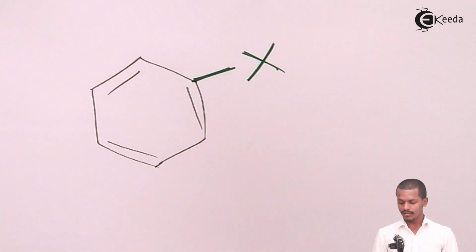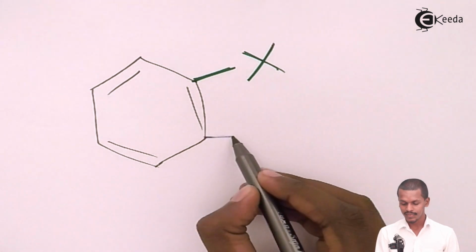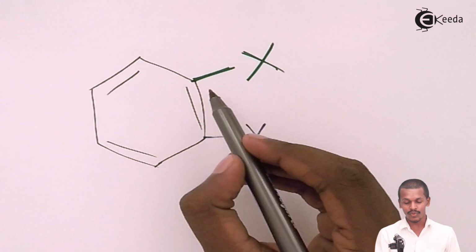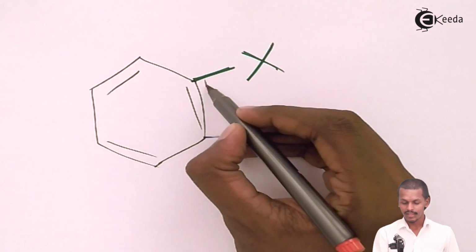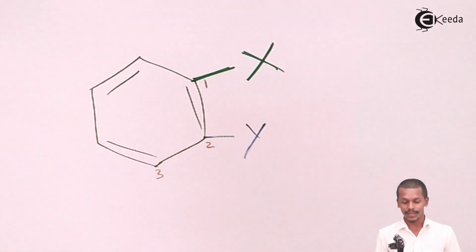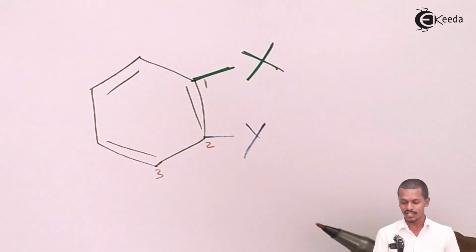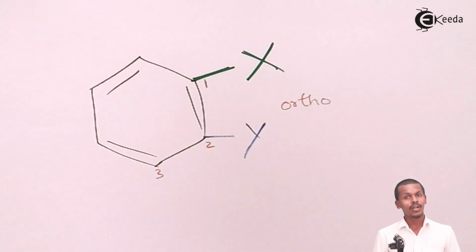Suppose this monosubstituted benzene undergoes another substitution reaction, and the other group is named Y. If that group Y is attached to the adjacent carbon atom, the carbon with X would be carbon number 1, this would be carbon number 2, and this is carbon number 3. So the position where Y has been attached is the second position, the adjacent position to the carbon where the substituent is attached. Therefore this kind of group is called ortho, and this is the ortho isomer.